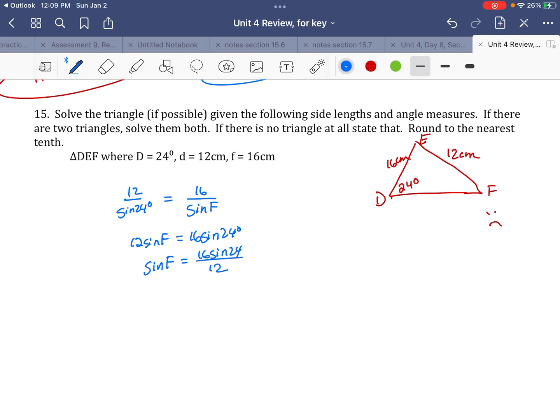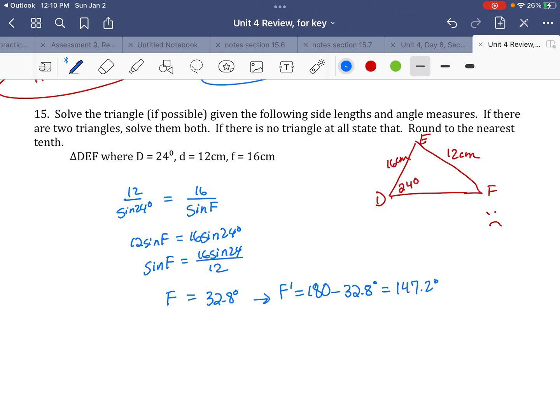So let me make a fraction. 16 sine 24 over 12. This comes out to a decimal less than 1, so I can do this. So F equals, I'm going to do the inverse sine of that last answer, and I get 32.8. All right, so let me try for alternate F. Alternate F would be 180 minus 32.8, so 180 minus 32.8 is 147.2.